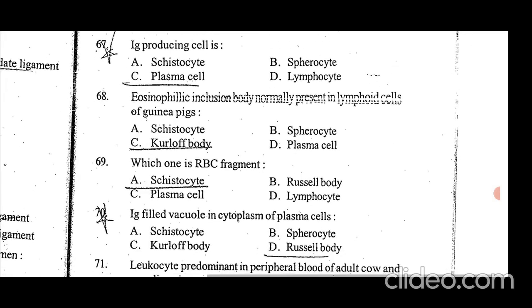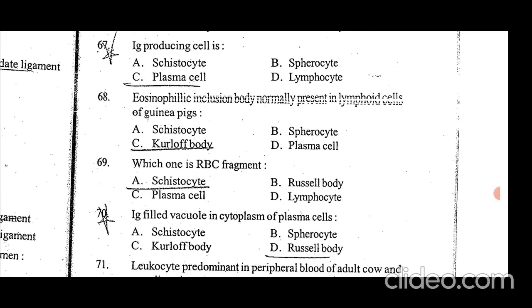Immunoglobulin producing cells are plasma cells. Plasma cells give rise to immunoglobulins. Plasma cells differentiate into immunoglobulins such as IgG, IgA, IgM, IgD, IgE. There are 5 types of immunoglobulins.